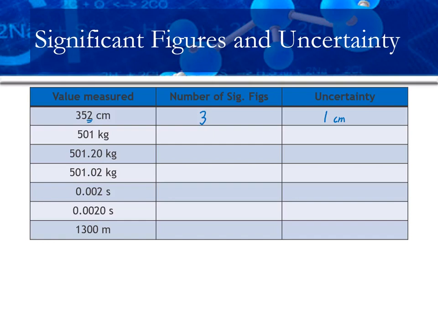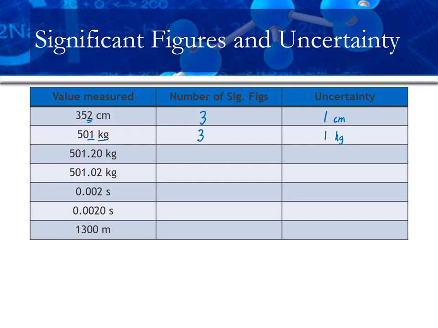In the second number, we see an example where we have a 0, but the 0 is in between two non-zero digits. Any zeros that are in between non-zero digits are always significant. So in this case, we again have 3 significant digits, and our uncertainty is 1 kilogram, as determined by the last place digit and the units on the original measurement.